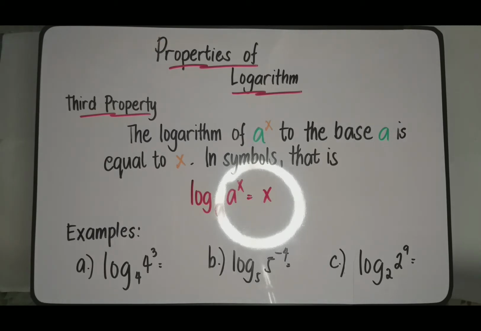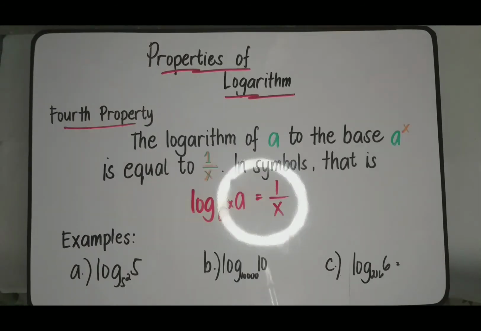So let's take some examples. We have three examples here. Let's proceed to letter A. Logarithm of 4 raised to 3 to the base 4 equals 3. Another one, logarithm of 5 raised to negative 4 to the base 5 equals negative 4. And last, logarithm of 2 raised to 9 to the base 2 equals 9.